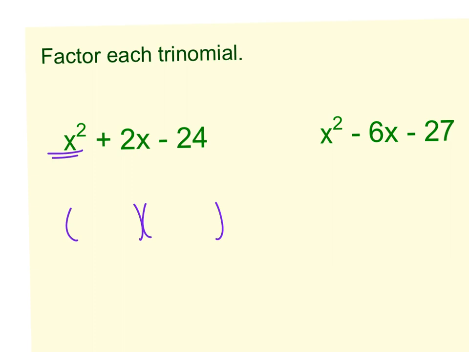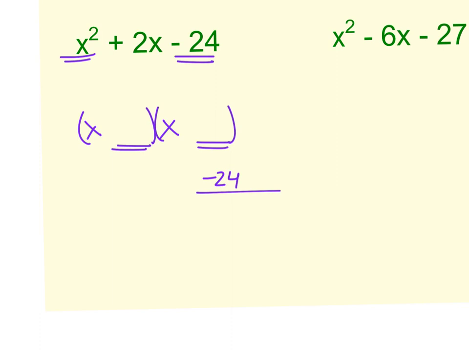Again, how do we get the x squared? That's going to be the x times the x. That's our F of FOILing. How do we get this negative 24? So that's going to go in this spot and this spot. So what we want to think about are factors of negative 24. Well, our factors of 24, and I'll talk about the negative in a second, we have 1 and 24, 2 and 12, 3 and 8, and 4 and 6. And we want a factor pair that's going to add up to give us a positive 2.